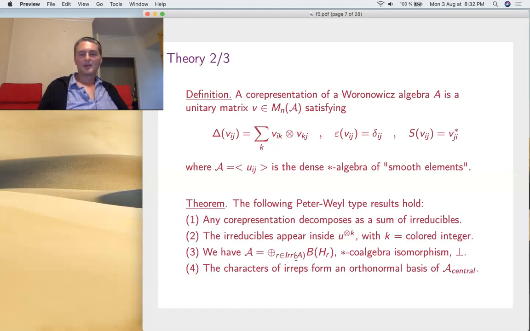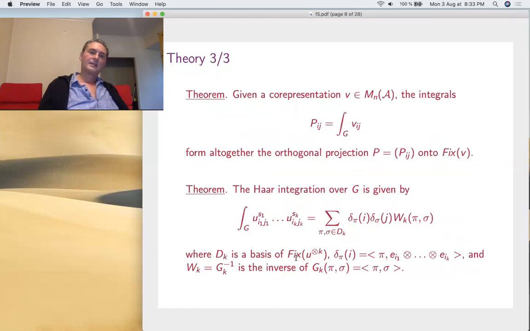And finally, the characters of irreducibles form an orthonormal basis of A central. A central consists of the central functions in a quantum group. It's exactly the elements whose delta is invariant under the flip. So you can define that, it fits with the classical case, and that's the result about characters. Now, we want to integrate characters and truncated characters. So how to apply all this?